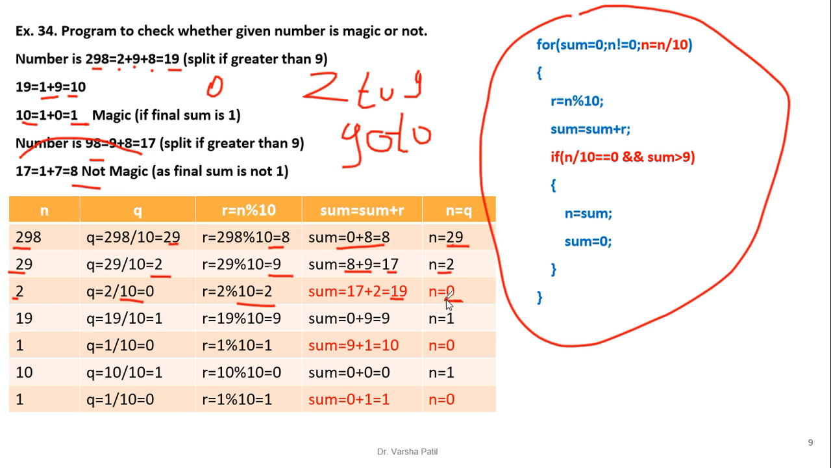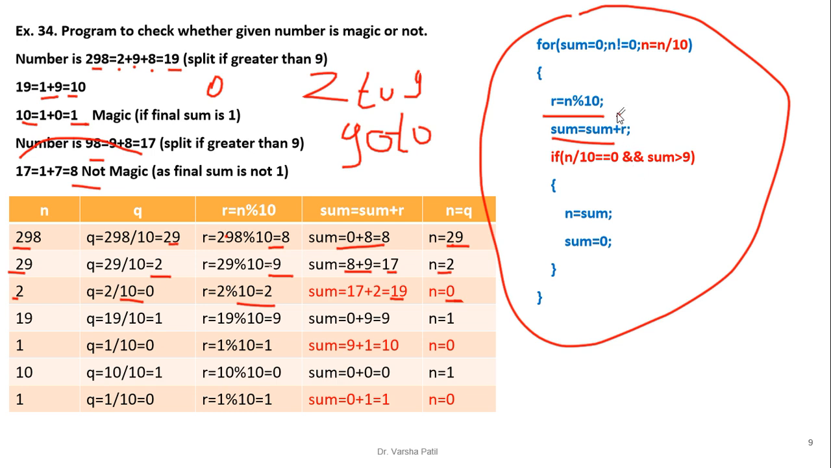So before ending the loop, or before checking the condition next, we are writing some if condition. Now see, sum equal to 0, n is not equal to 0, n equal to n by 10, remainder, then we add to the sum. At last we are checking, this is a for loop, even a while loop. After making n equal to n by 10, we will check if n by 10 equal to 0 and sum is greater than 9.